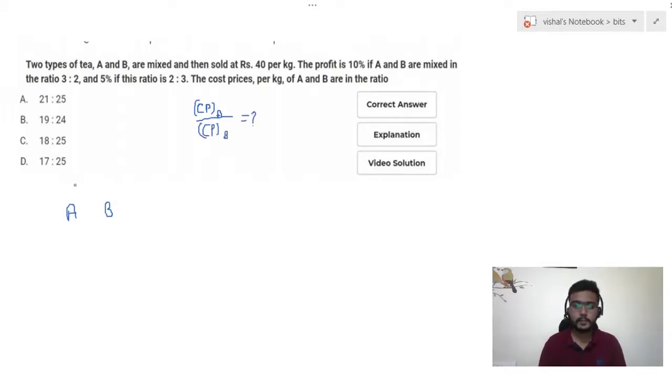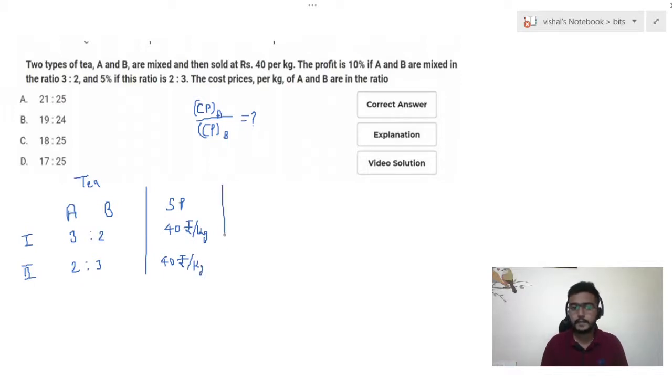So here the two types of tea are given, type A and type B. In the first condition we are mixing both of the teas in the ratio of 3:2, and in the second type we are mixing in the ratio of 2:3. For both the cases the selling price is given, which is equal to 40 rupees per kg. And the third one, we are supposed to calculate the cost price of an article.